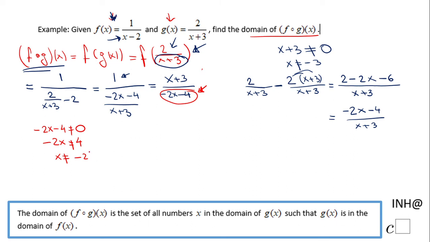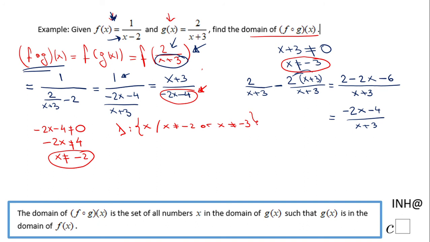So we have these two conditions. x cannot be negative 3 and x cannot be negative 2. That is the domain of this composition. And this is the set-builder form: x such that x cannot be negative 2 or negative 3.